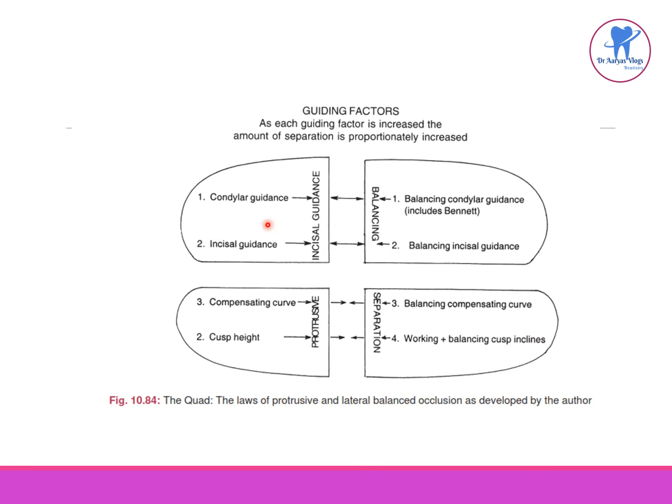The condylar guidance is fixed and is recorded from the patient. The balancing condylar guidance includes the working condyle Bennett movement, which may or may not affect the lateral balance. Incisor guidance is usually obtained from the patient's aesthetic and phonetic requirements. However, it can be modified for special requirements. For example, reduction of incisor guidance is considered to be helpful when the residual ridges are flat. So here the balancing incisor guidance.